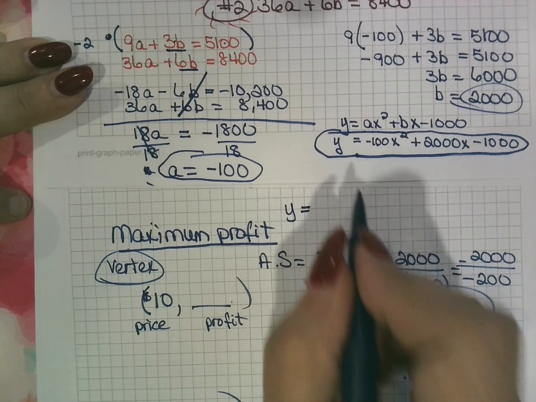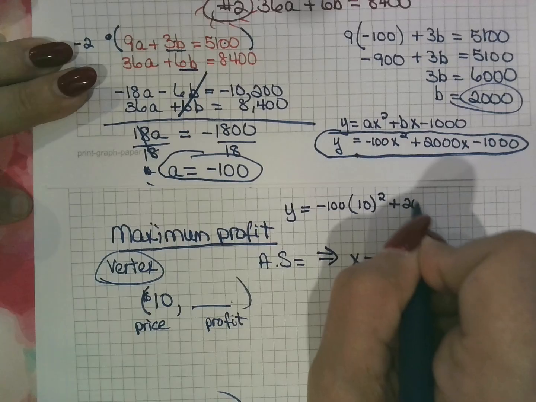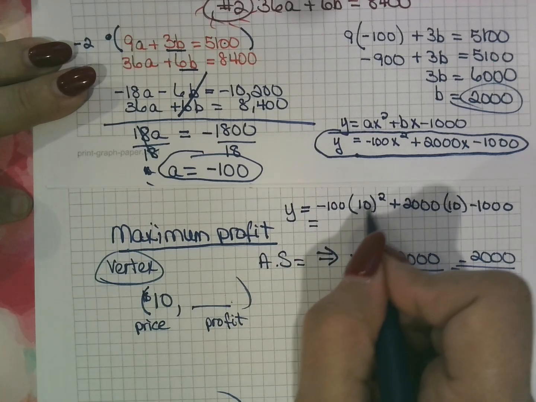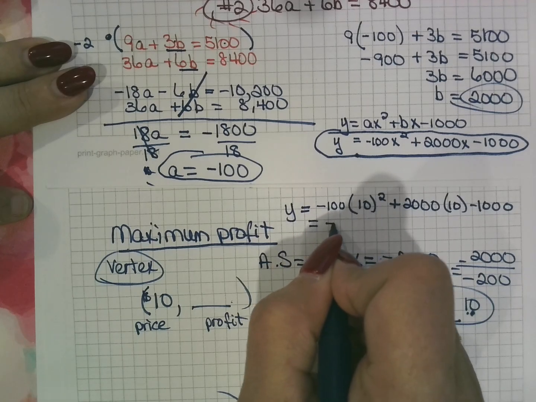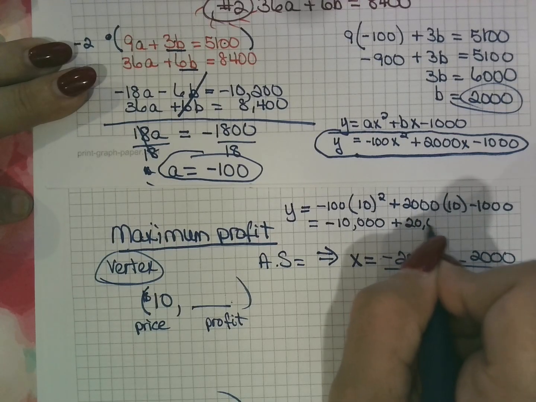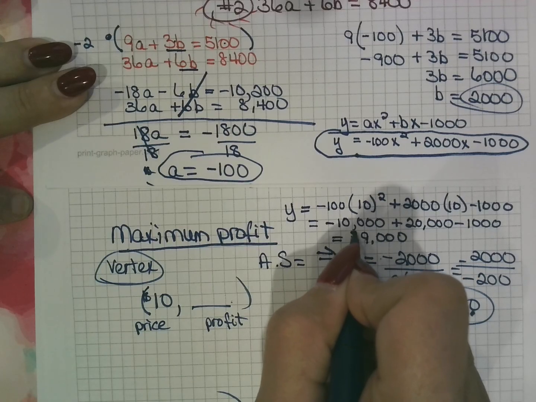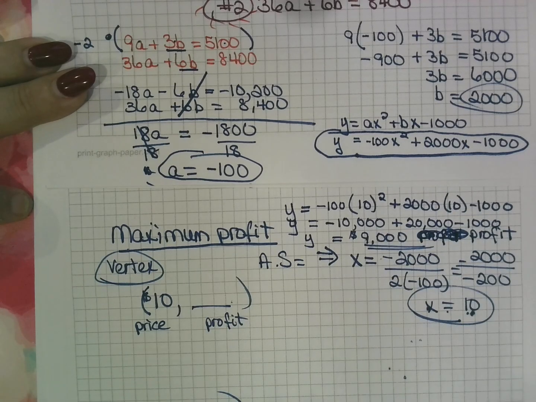So y equals negative 100, and my x is 10, so this is 10 squared, plus 2,000 times 10 minus 1,000. Okay? Again, remember to do exponents and parentheses first. So this is 100 times negative 100. That's negative 10,000. Plus, this is 2,000 times 10. That's 20,000 minus 1,000. And this is going to give us $9,000. And this is your profit. And that, guys, is your final answer. $9,000 in profit. So the most you can charge for a ticket is $10.